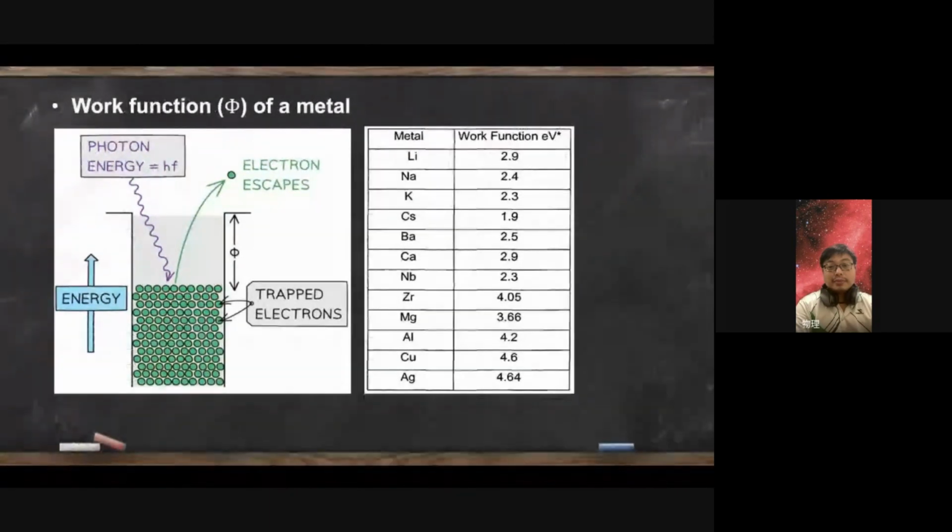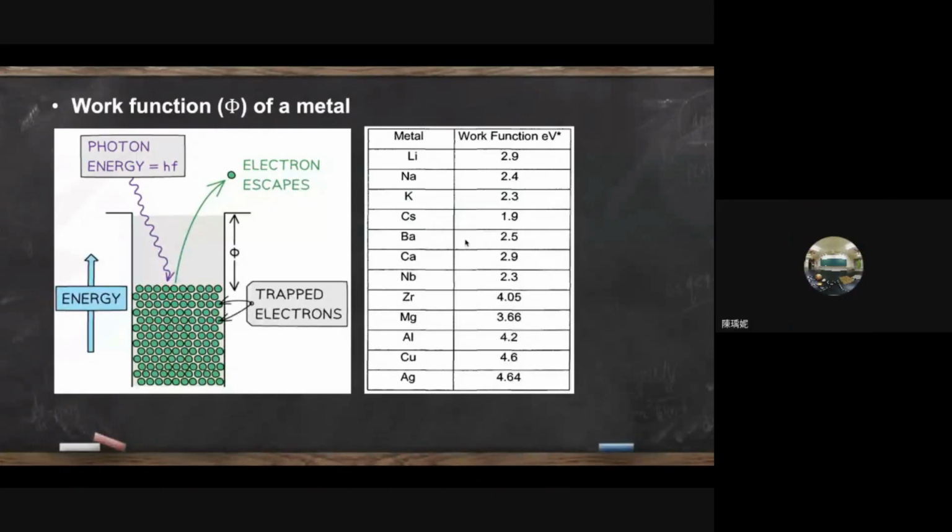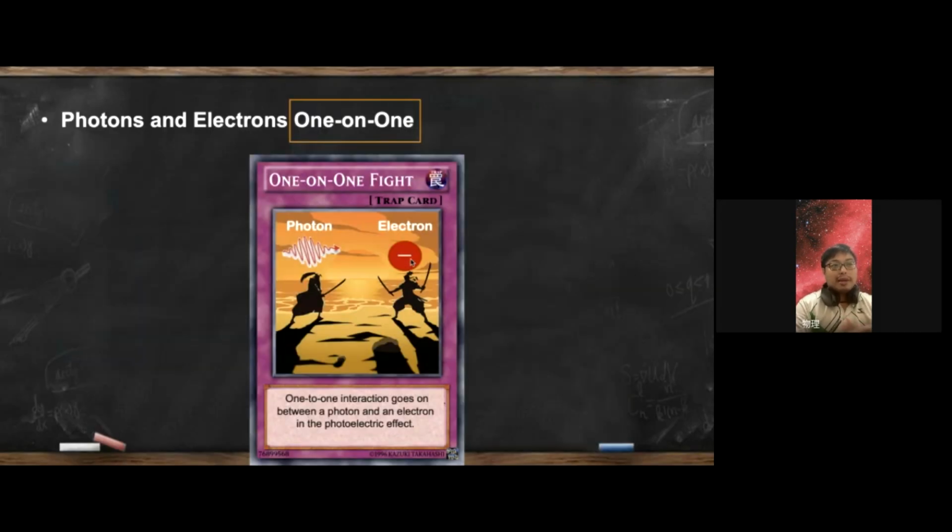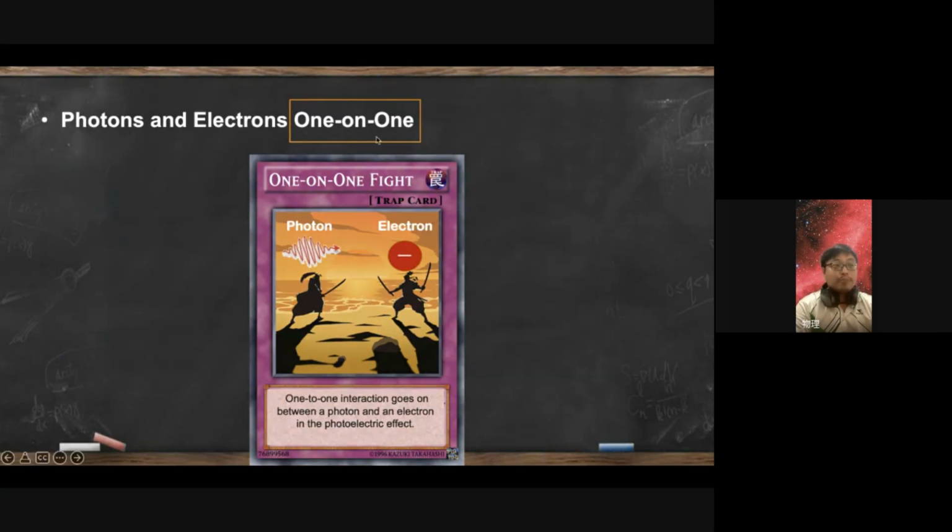I know. Okay, group 3. I think it's the metal Ag with a work function of 4.64. Awesome, that's right, it's Ag, silver. Now let me remind you that a single photon can only eject one single electron.